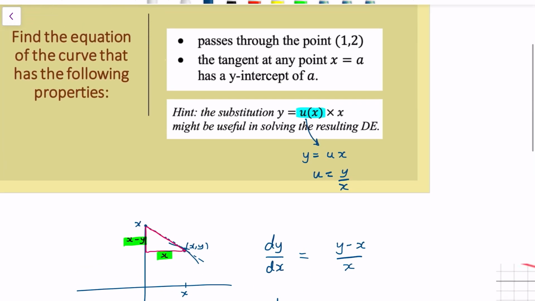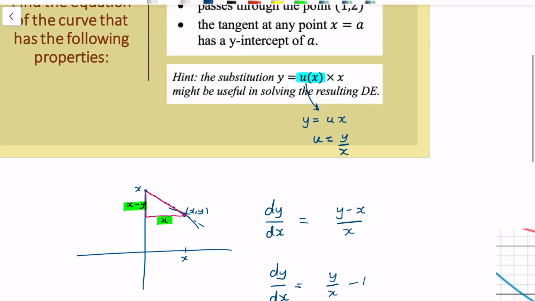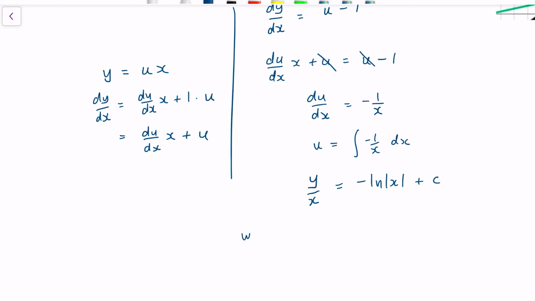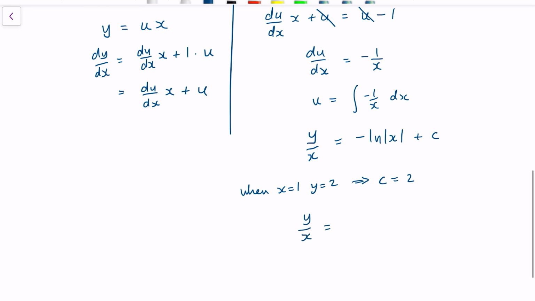Were we told some initial conditions? Yep, passes through the point 1, 2. So when x is equal to 1, y is equal to 2, that gives us 2 equals negative ln 1, which is 0, so c is equal to 2. And y over x equals negative ln absolute value of x plus 2, which we can multiply the x up and get it in explicit form there. And that there is the equation of our curve.